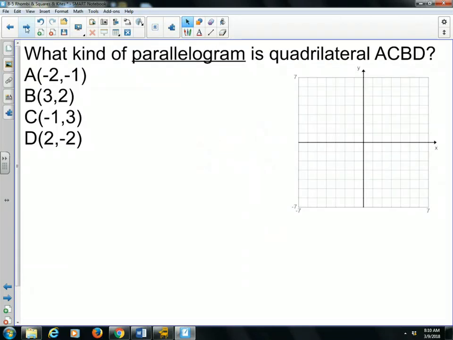Okay, so now that we have talked about several properties, we want to ask ourselves a question. What are we looking at here when I graph this parallelogram ACBD? Let's first graph it and see what we're looking at.